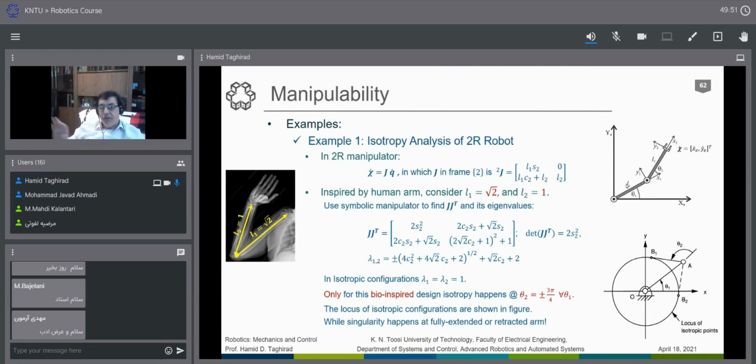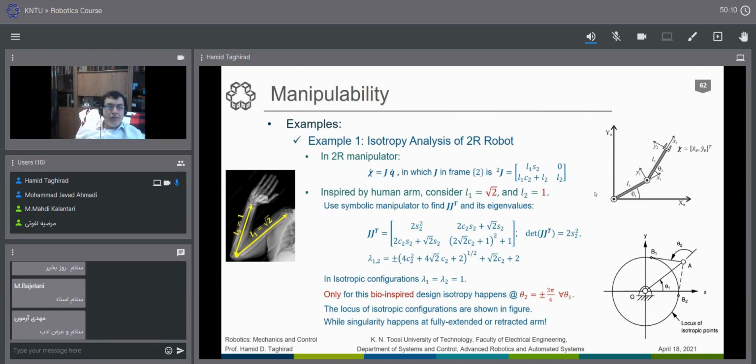Just for now, forget about that. And we would like to see what would be a good design here. Is it better to have both lengths equal to each other, or this a bit longer than that, or this longer than that?